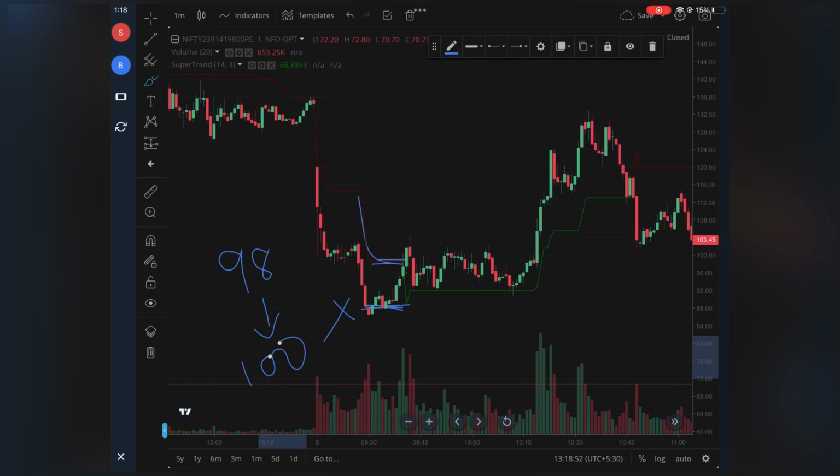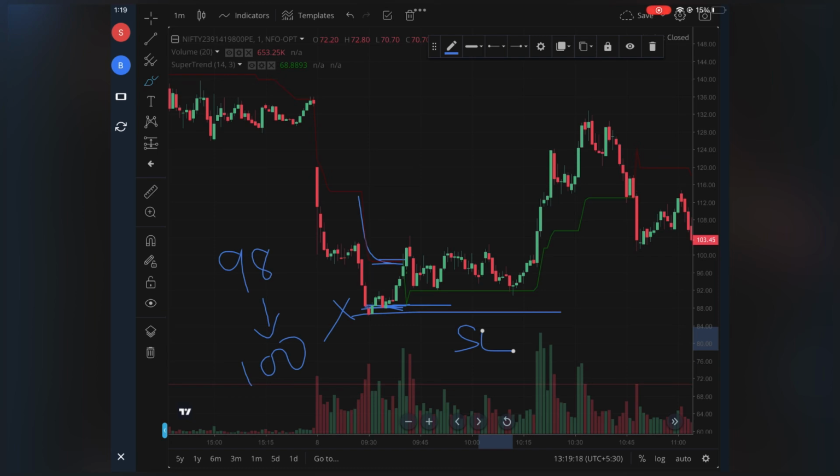And what is the stop loss now? The stop loss would be the green line. Once the red line breaks, we will see a green line that becomes our stop loss. But since here the green line and the swing low are almost the same, we can consider the swing low as the stop loss here.